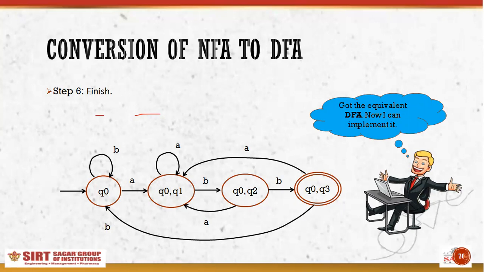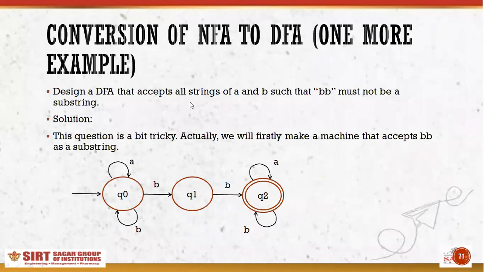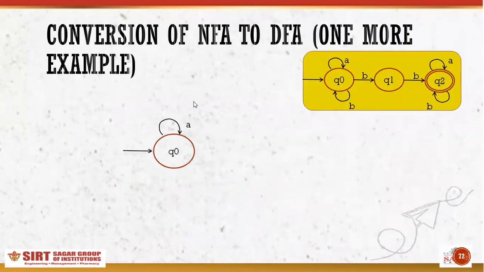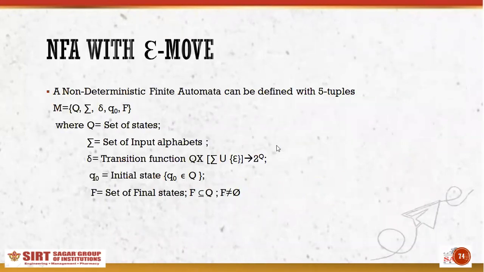Both the machines are equivalent. There is no difference in the language accepted by this machine or the machine which was given in the question. So this is the way how to convert an NFA into a DFA. Now I will try to explain a method by which you can convert an NFA with epsilon move to DFA. The steps are exactly same. You have nothing new to learn. Just you have to trace out the transition properly.